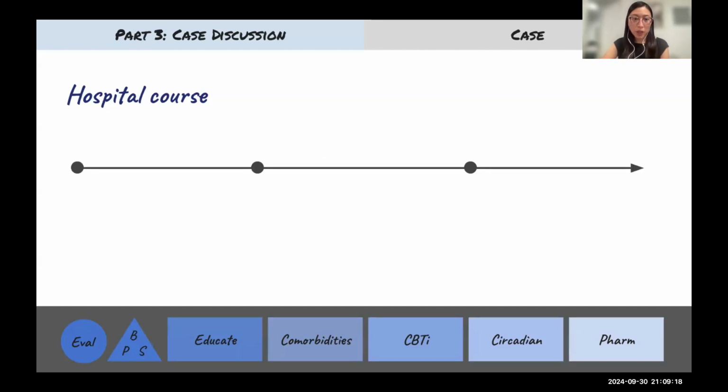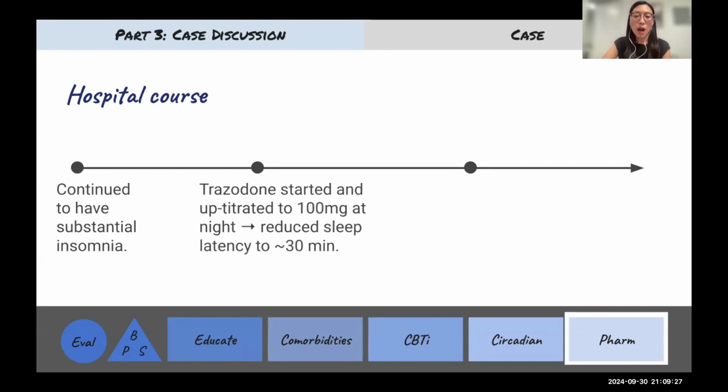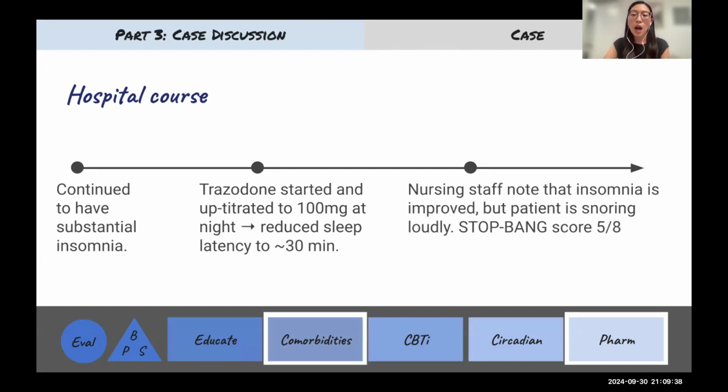So again, moving on to his hospital course. Fortunately, with all of these issues, his confusion has improved quite a bit, but he continues to have substantial insomnia. The hospital's formulary is unfortunately quite limited, but trazodone is started and it's up-titrated to 100 milligrams at night, and this actually does help improve sleep, at least for the short term.